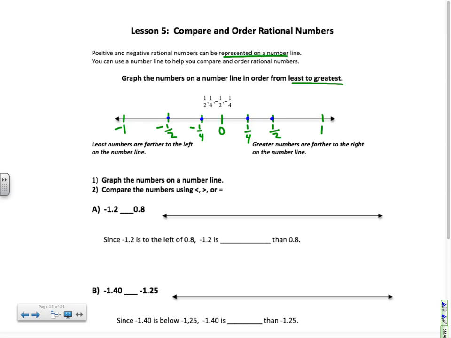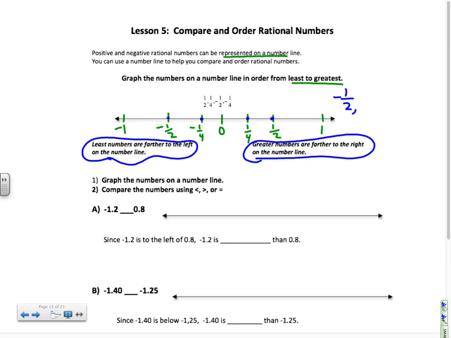So remember, the least numbers are farther to the left on the number line, and the greater numbers are farther to the right on the number line. So ordering them from least to greatest, we can see -1/2 is farthest to the left, then -1/4, then +1/4, and then +1/2. So the number line helps us visualize where they fall on the number line. So let's look at the next directions.